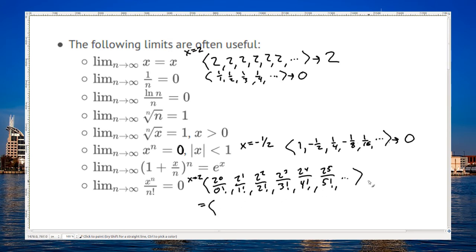So what does this sequence look like it's doing? It looks like it's getting bigger, actually. We get 1 over 1. Here we get 2 over 1.